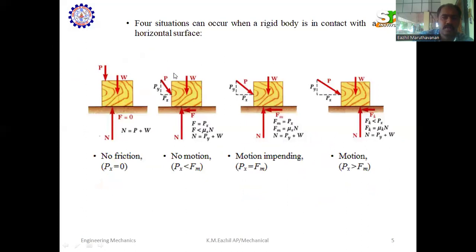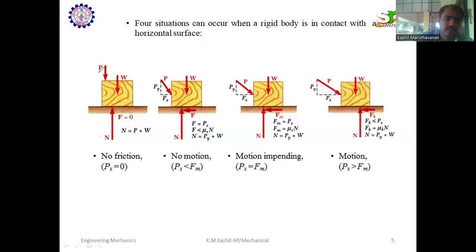Let's see the four conditions. Four situations occur when a rigid body is in contact with a horizontal surface. When the applied force is parallel to the weight, the object acts towards the gravitational force. There will not be any frictional force. That is the first condition. Here only the vertical forces are acting.